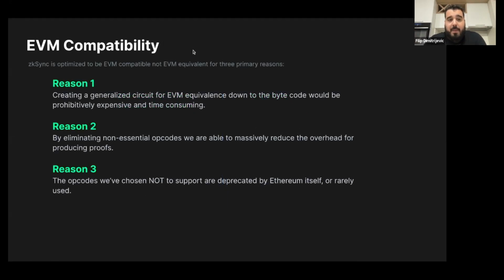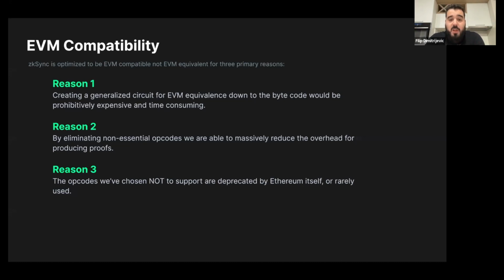Now, about the compatibility itself as well. It is very important to mention that zkSync is optimized to be EVM compatible, but not EVM equivalent. And there are three primary reasons for that. Basically, making a generalized circuit for EVM equivalence down to the bytecode would be prohibitively expensive and time-consuming. Then, by eliminating non-essential opcodes, we were able to massively reduce the overhead for producing proofs.